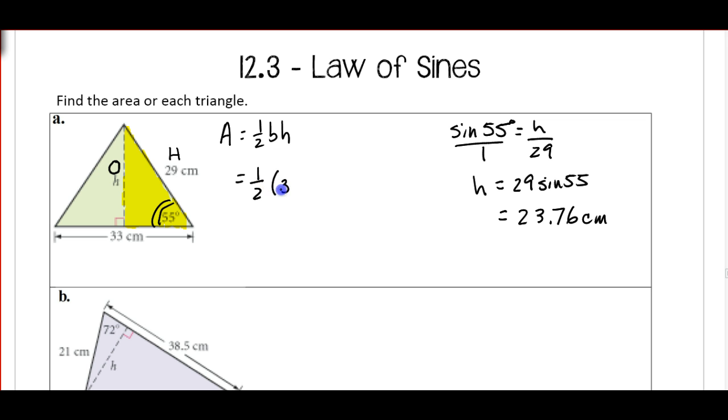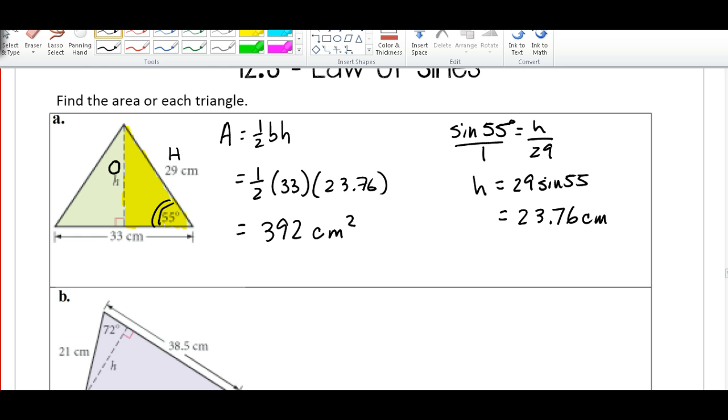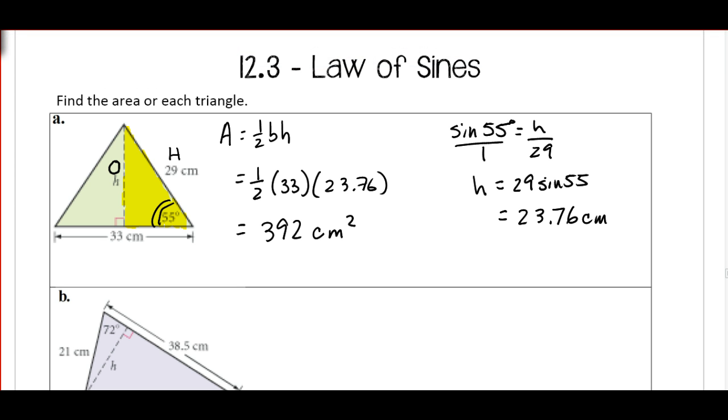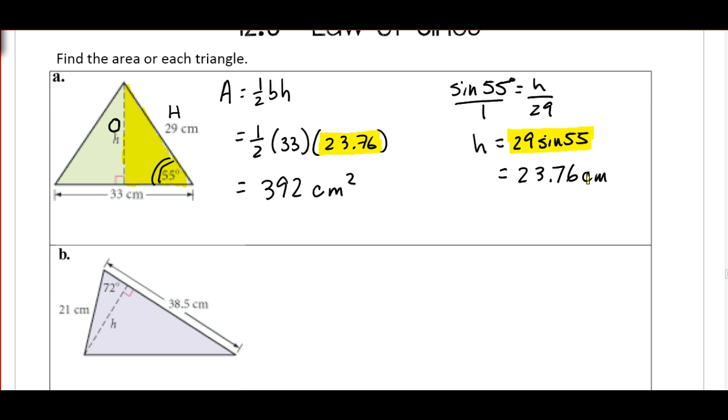Now that I know the height, all I have to do is substitute it back in. 1/2 times the base, which is 33, times the height, which is 23.76, and calculate that to be about 392 centimeters squared. Before we move on, I want to point something out here. Notice that this number here is 29 sine 55. Just keep that in mind. Let's do one more together, and then I'm going to let you do the third one on your own.